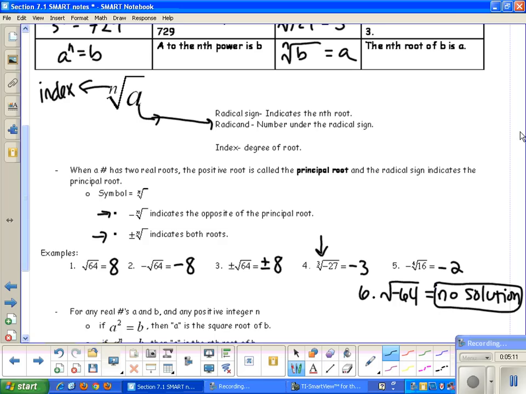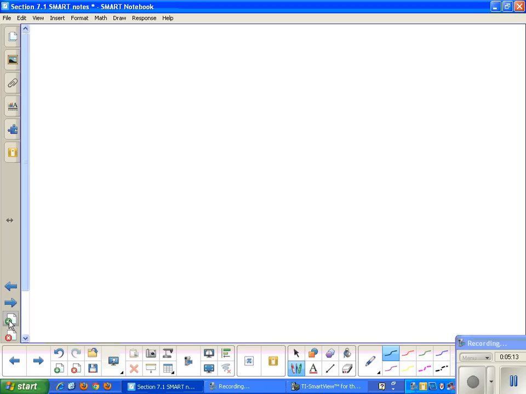Then also on your paper, which I don't have here, so we'll just put a new page in real quick, it says, find all the real cube roots of 216. So if I want to find all the real cube roots of 216, all I have to do is take the cube root of 216, and that would be equal to a value of 6.